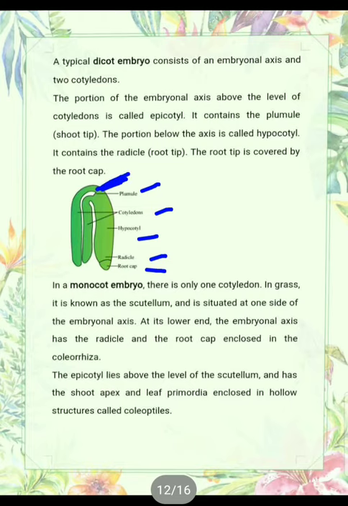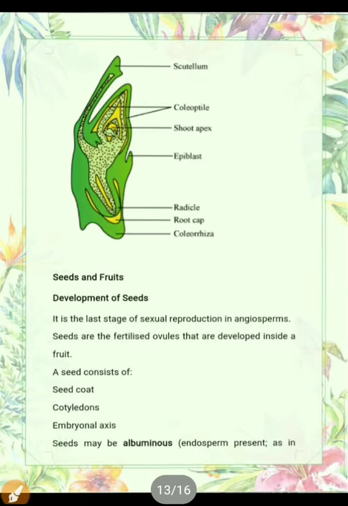Now we come to the monocot embryo. Monocot means only one cotyledon is present. In grass it is known as scutellum. Grass is actually a monocot, and in monocots the cotyledon is also known as scutellum, and it is situated at one side of the embryonal axis. See in this diagram, this is the monocot embryo and this one is the scutellum. This one cotyledon is here and it is known as scutellum.